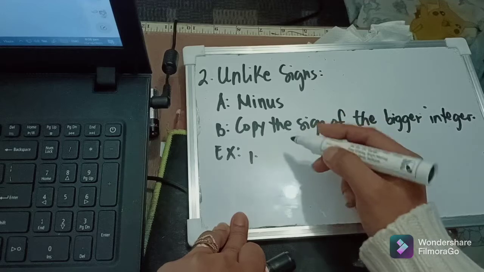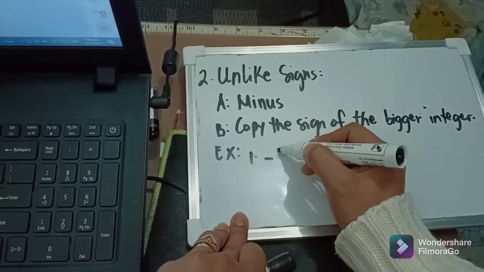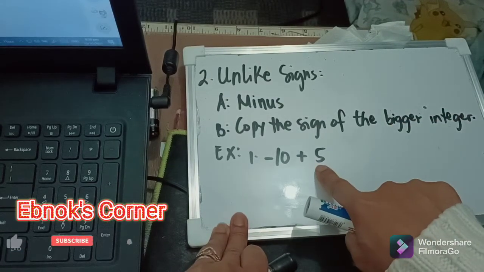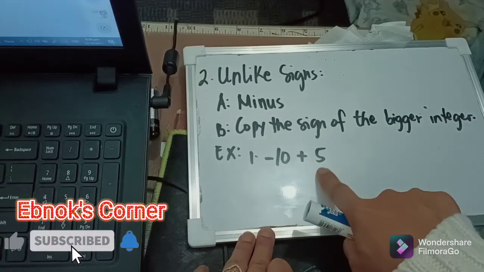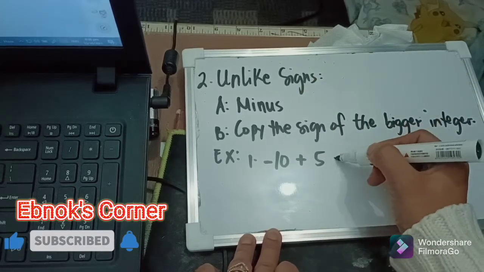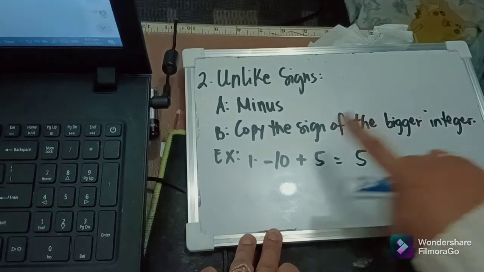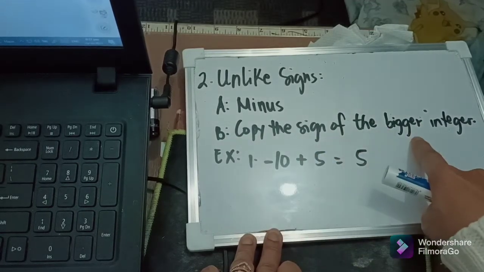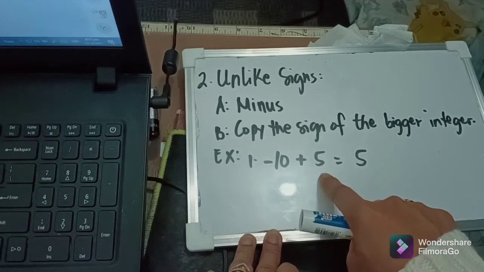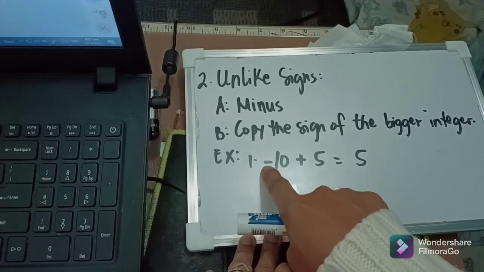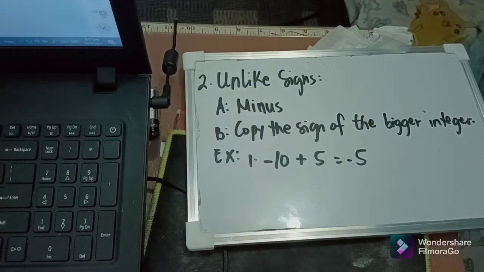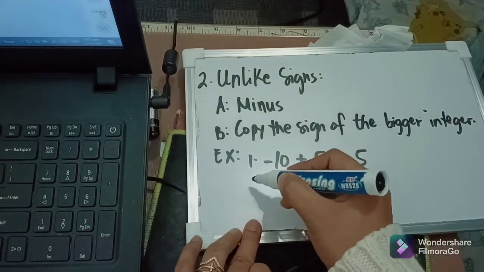Example number 1. Let's say, negative 10 plus 5. So, negative yan, positive 2. So, anong gagawin? Automatic, minus. So, 10 minus 5, that's gonna be 5. Letter B, copy the sign of the bigger integer or the bigger number. So, anong mas malaki? Which one is bigger, the 10 or the 5? Siyempre, yung 10. So, copy the sign. Therefore, our answer is negative 5.